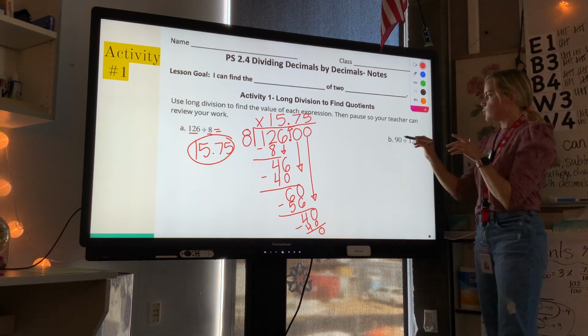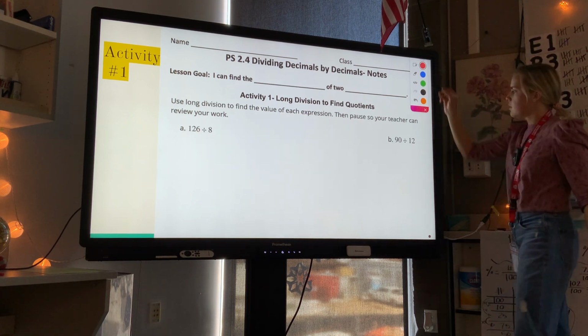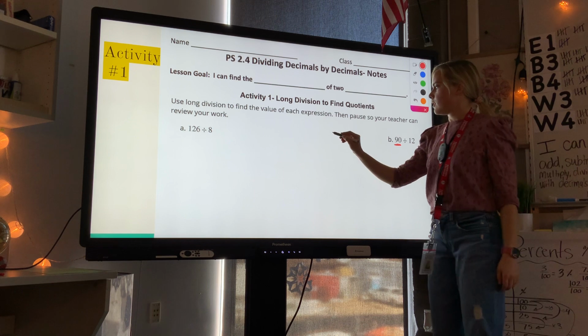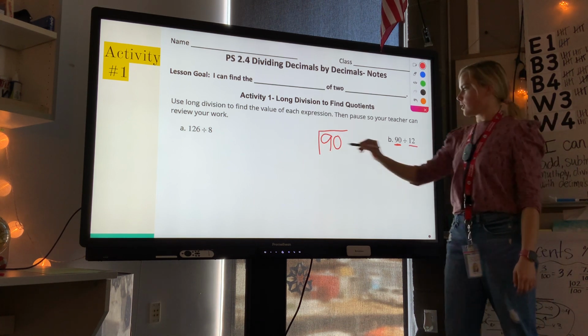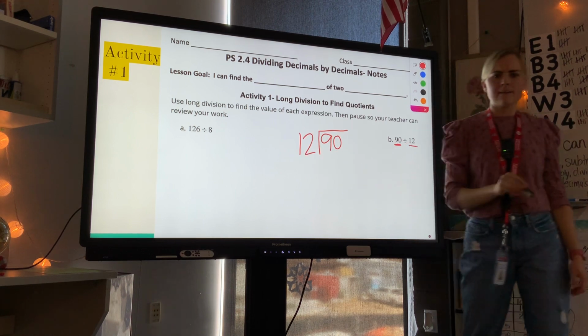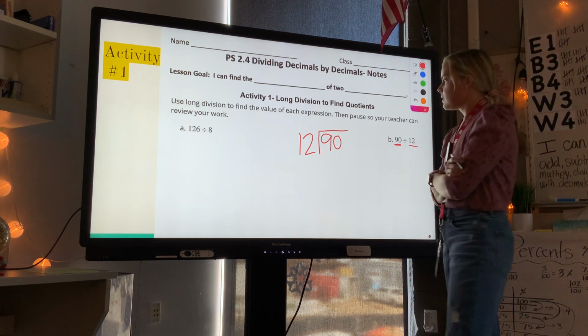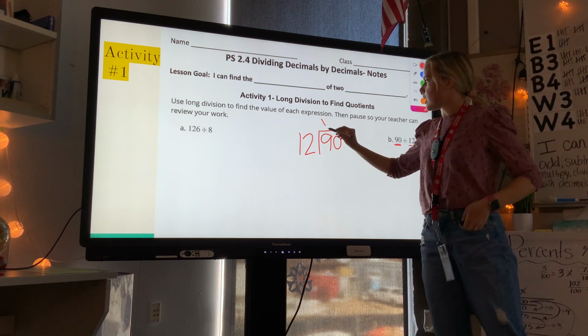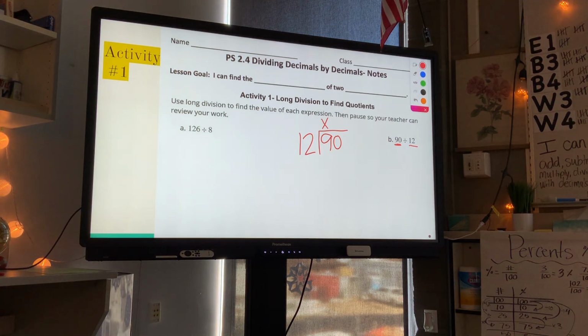Okay. Moving on to B, we're going to do 90 divided by 12. So on your paper, put the number that goes inside the box. Inside the box is the first number. So we have 90 is our dividend, divided by our divisor, which is 12. Okay, this is one, if you don't know your 12 multiplication facts, that's okay. Just make sure you have your multiplication chart and you practice it. So 12 does not go into 9, okay? But 12 goes into 90 how many times?